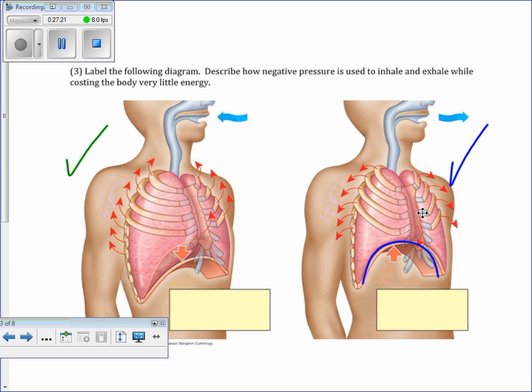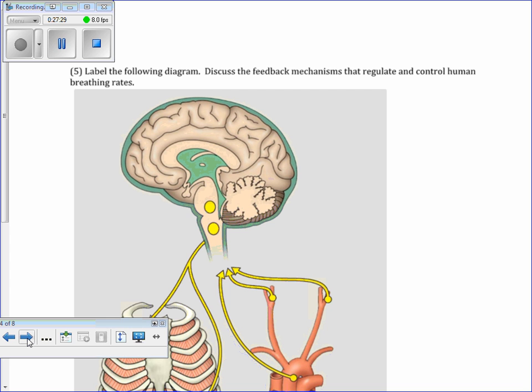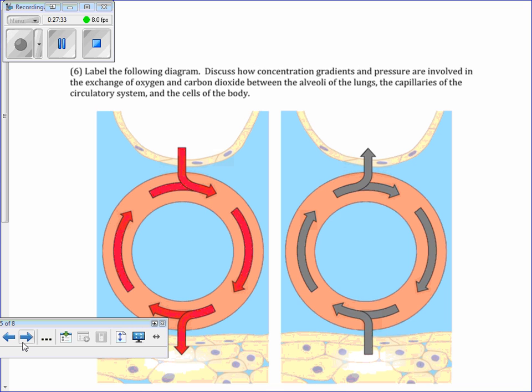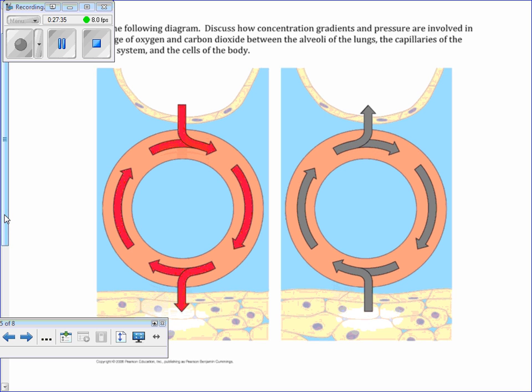Anything there? Once, twice. All right. I'm not going to go through this one right now. Again, one I think you can sort of figure out yourself. The last two get into more specific gas exchange.